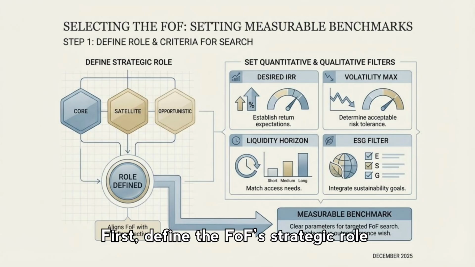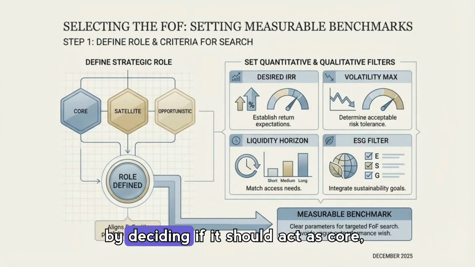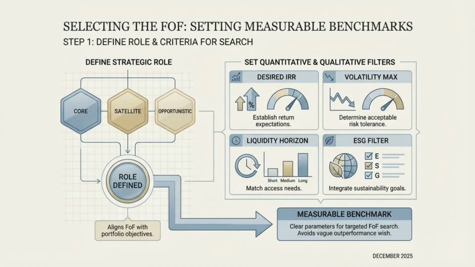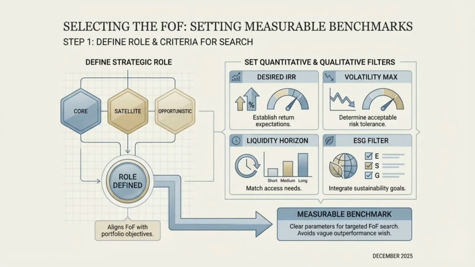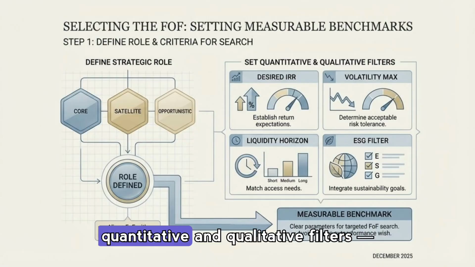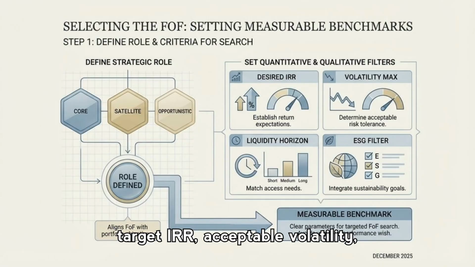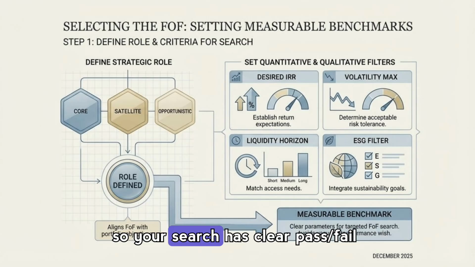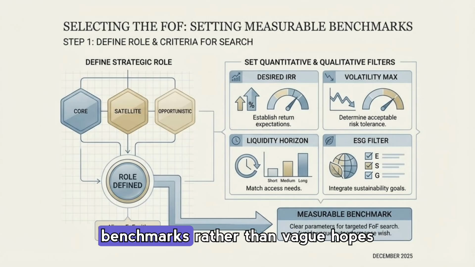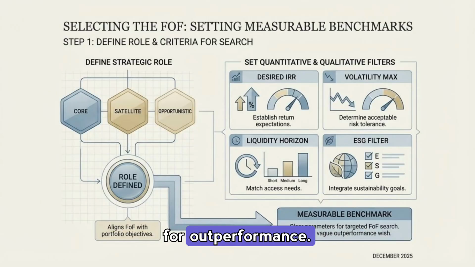First, define the FOF's strategic role by deciding if it should act as core, satellite, or opportunistic exposure, and align that with portfolio objectives. Then set measurable quantitative and qualitative filters: target IRR, acceptable volatility, liquidity horizon, and ESG criteria, so your search has clear pass/fail benchmarks rather than vague hopes for outperformance.